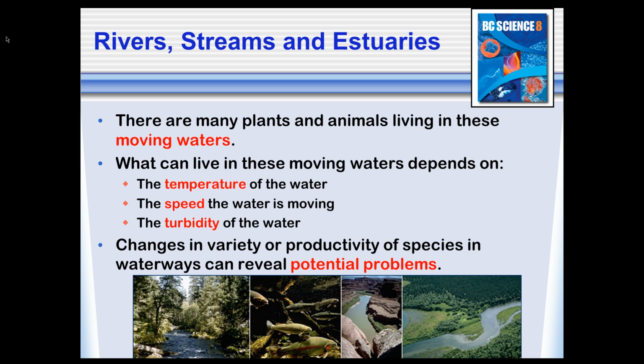Turbidity, right? How much particulate matter is floating around, right? The Red River is very turbid, a lot of material suspended in the water. So that limits or that affects what can live there. Changes in the variety or productivity of species in these ways can reveal potential problems. Right? So if you have a really good trout river and suddenly all the trout are dying, that could tell you there's a problem with the amount of oxygen in the water or other toxins in the water or things like that.